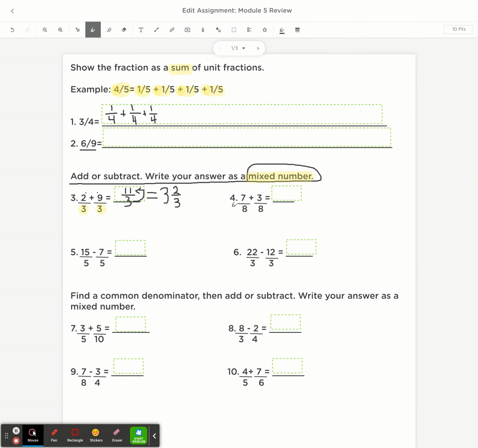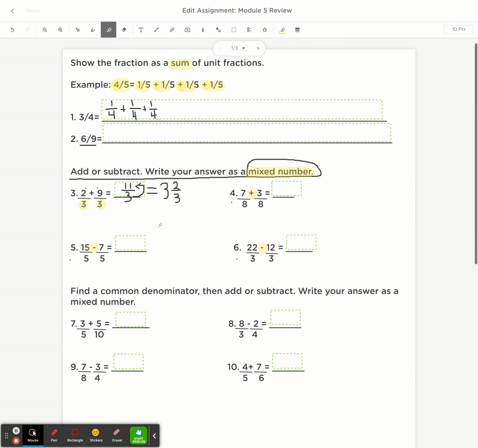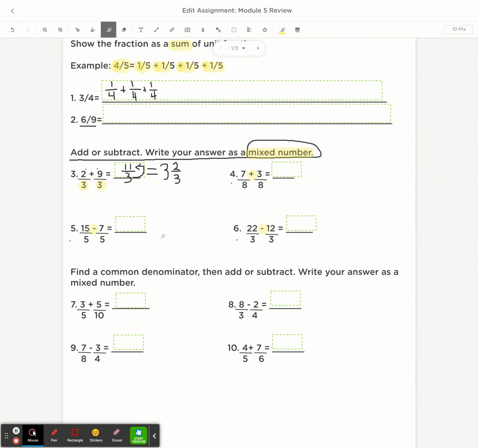So again, you guys are going to be doing numbers 4, 5, and 6 on your own. Just make sure that you pay attention because it is a combination of addition and subtraction. And again, make sure that you write your answer as a mixed number once you are all done.